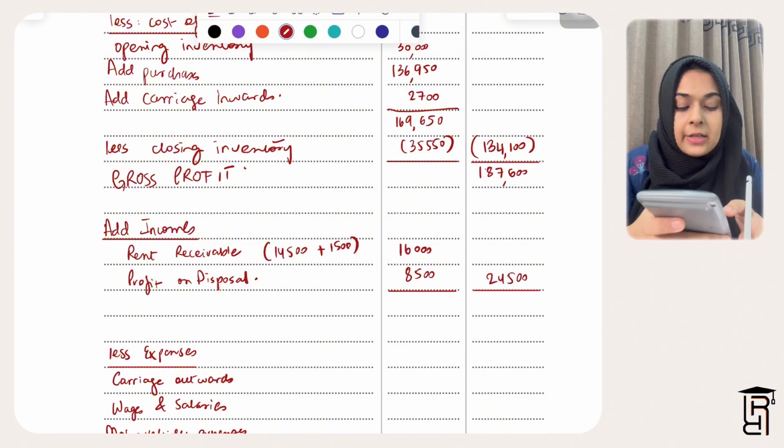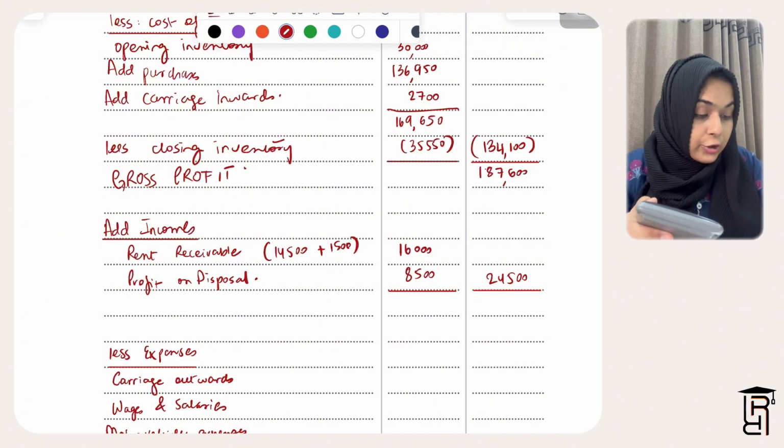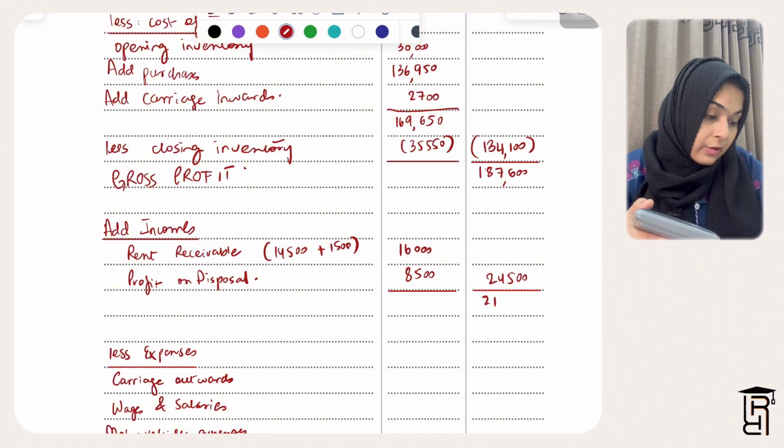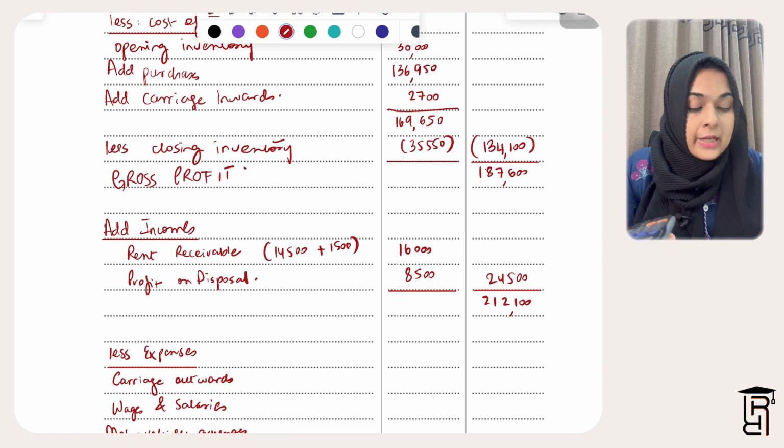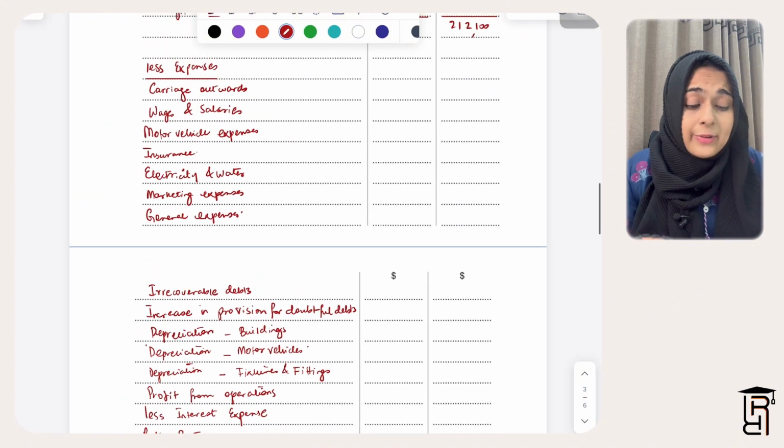And then when you add 187,600 plus 24,500 will give me 212,100, which is my profit after adding incomes here. Then I need to write all my expenses here, which I have already written. I'll just write the values here.